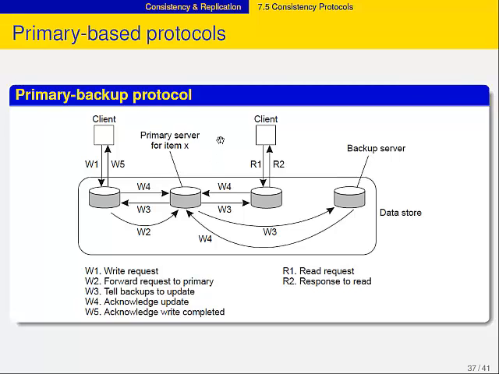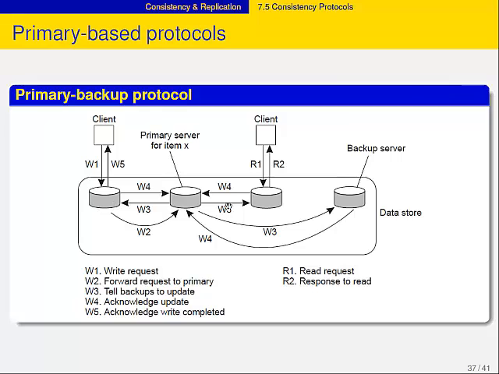Another very important and famous consistency protocol is the primary backup protocol. This is widely deployed throughout distributed systems, and it works like this. And once you understand this, you understand why I can talk about a scale down when you actually apply replication. The whole idea is the following.